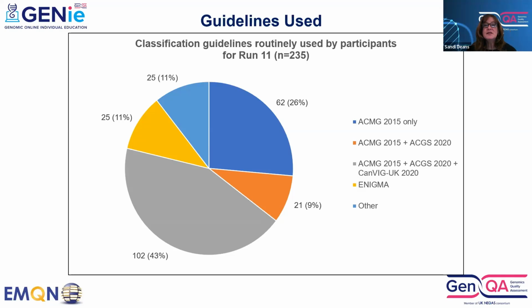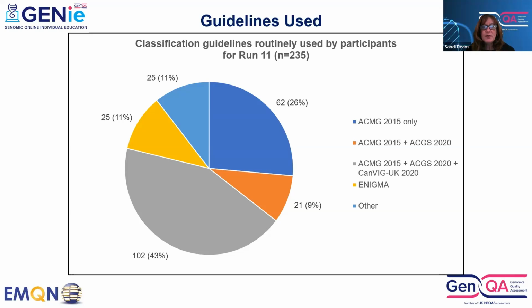As always, we see there are different approaches being used. Here you can see that 26%, or a quarter of the participants, are using the ACMG 2015 guidelines only. You then have 9% who are using these guidelines, but also using the UK ACGS 2020 guidelines. Then we have, and I think this is increasing from other EQA runs, 43% who are now using both of these guidelines, but also adding in the CanVIG-UK 2020 guidance. And that probably reflects the high number of UK individuals who are participating.